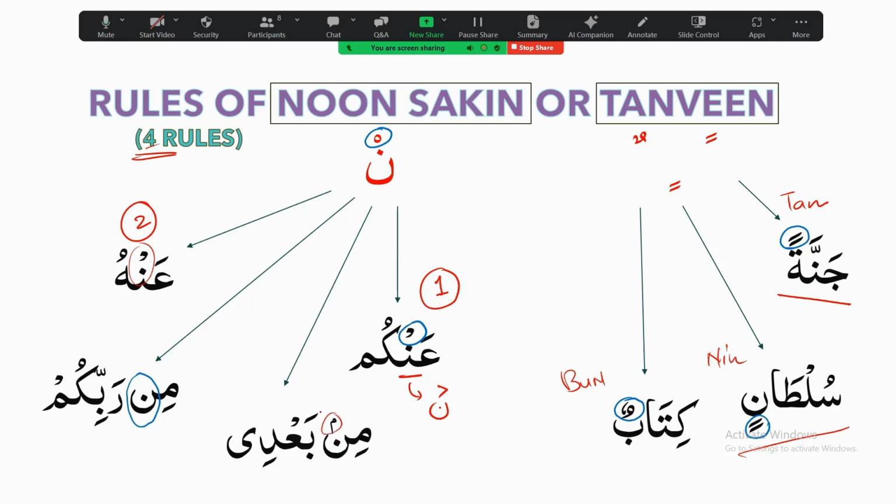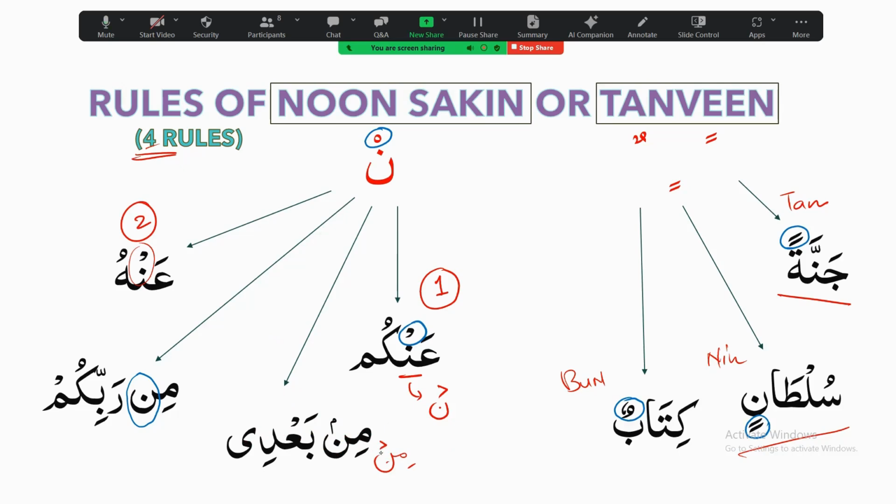Just kind of ignore this that I've written here. This was like this: min. If I write this symbol, this was noon sakin, or even if there isn't any symbol, that would still be noon sakin. So this was min ba'di, min ba'di.